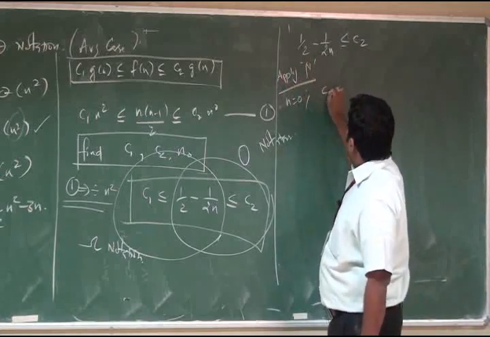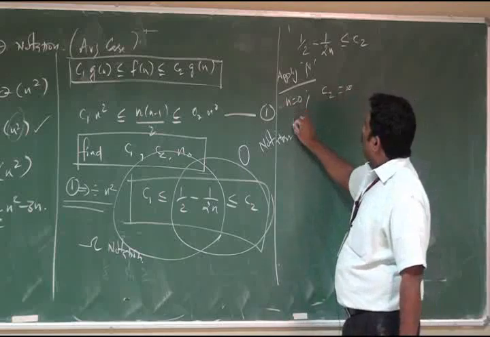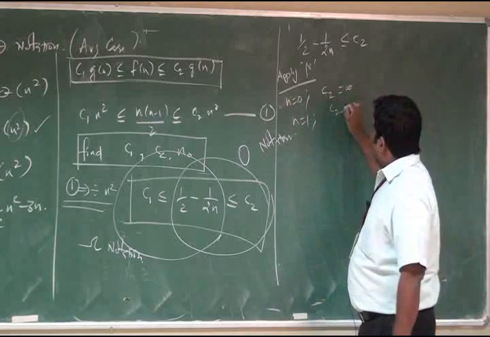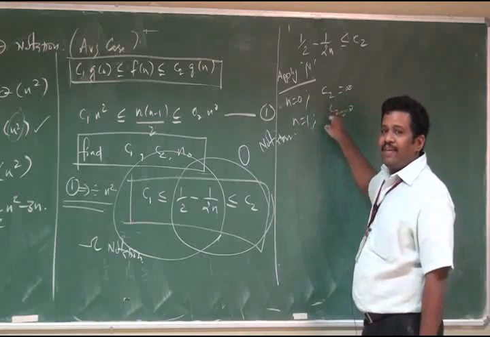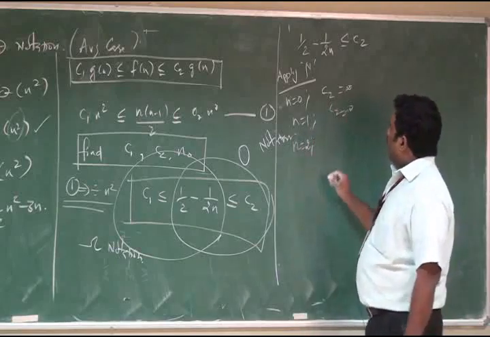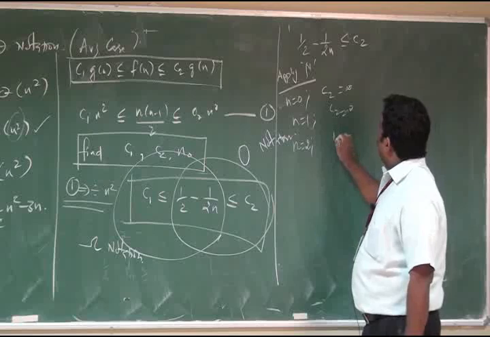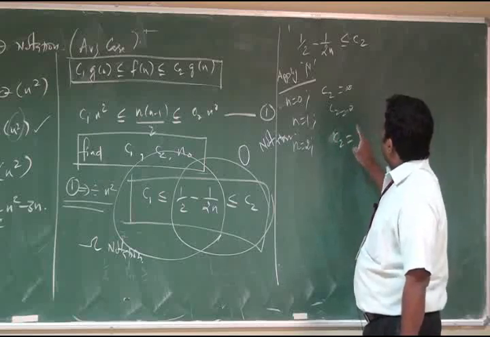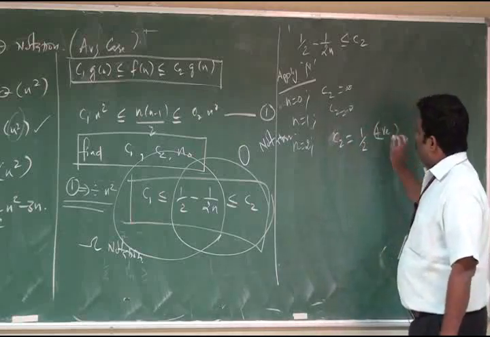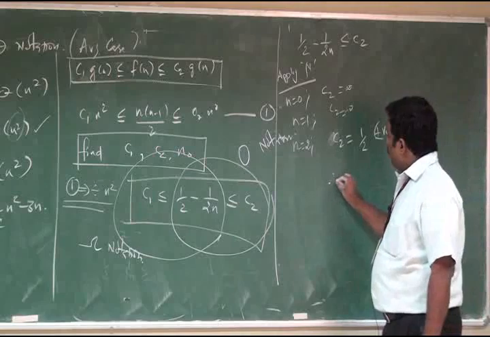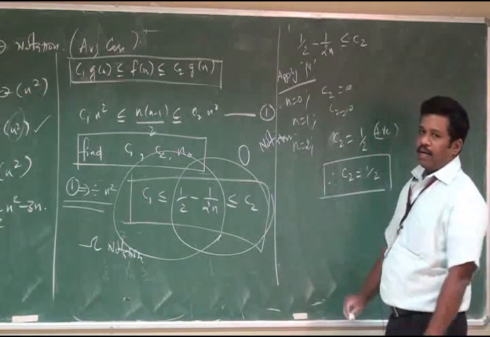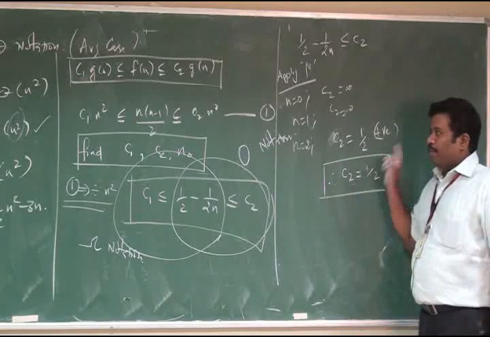So n equivalent to 0, you are applying, C2 is equivalent to infinity. n equivalent to 1, you are applying here, therefore you are getting C2 equivalent to 0. You are supposed to get the first positive value. Now you are getting n equivalent to 2, and C2 is equivalent to 1 by 2. See, this is the first positive value. So therefore the constant value is 1 by 2. It is concluded that constant C2 is 1 by 2.